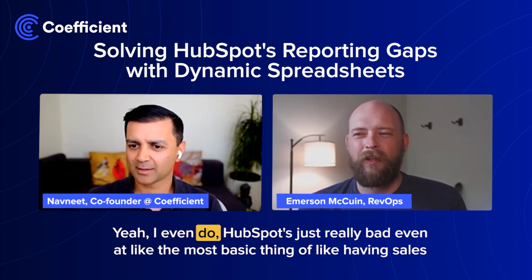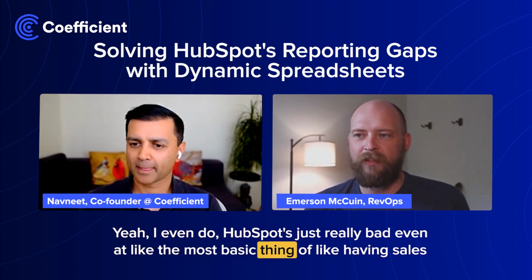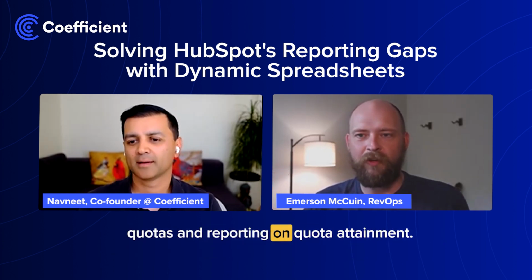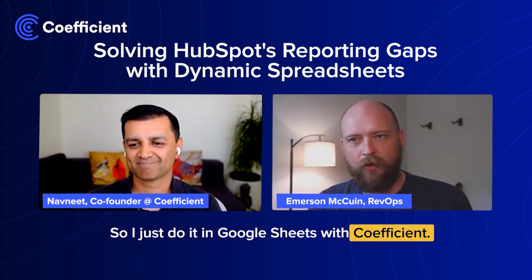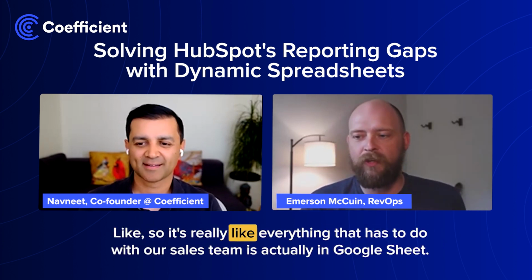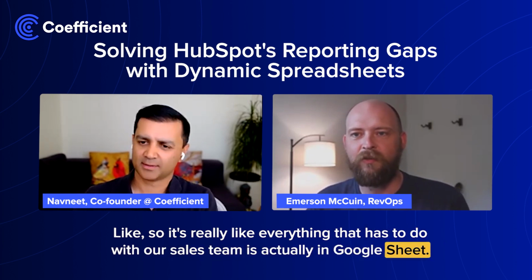Yeah, I even do more. HubSpot's just really bad even at the most basic things, like having sales quotas and reporting on quota attainment. Super bad. So I just do it in Google Sheets with Coefficient. Really everything that has to do with our sales team is actually in Google Sheets. Yeah. Understood.